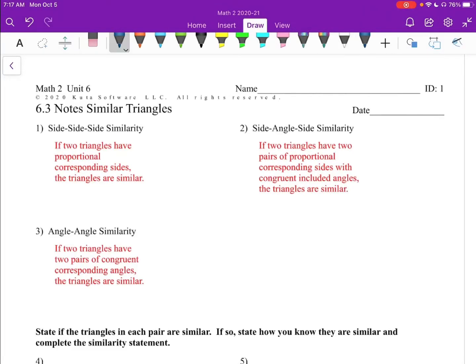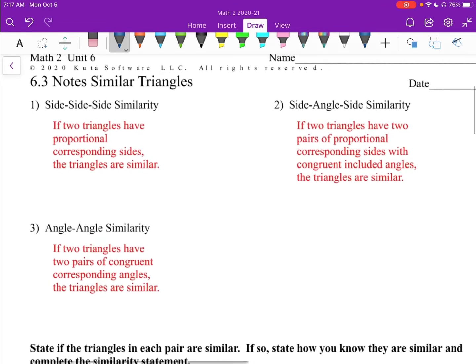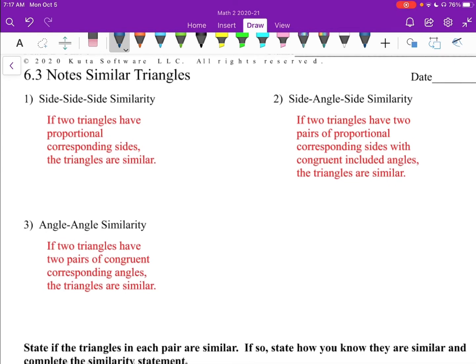All right, Math 2, Unit 6, similar triangles. So numbers 1, 2, and 3 here, these are different ways that we can prove that triangles are similar. And I typed them in, that way you don't have to read my handwriting, but let's just look at them all. So side-side-side similarity. If two triangles have proportional corresponding sides, then the triangles are similar.